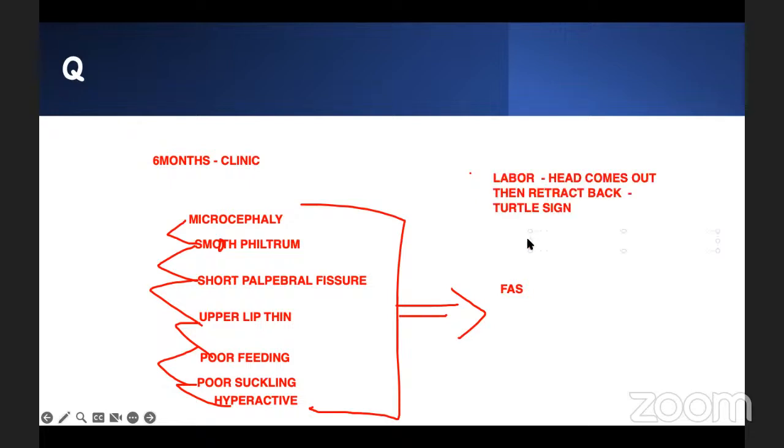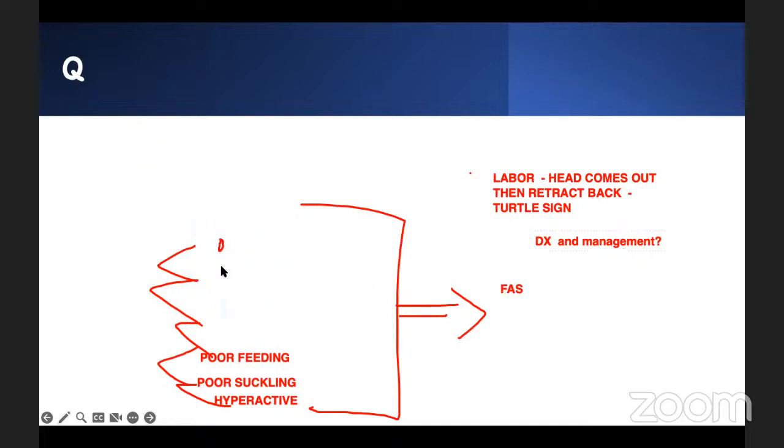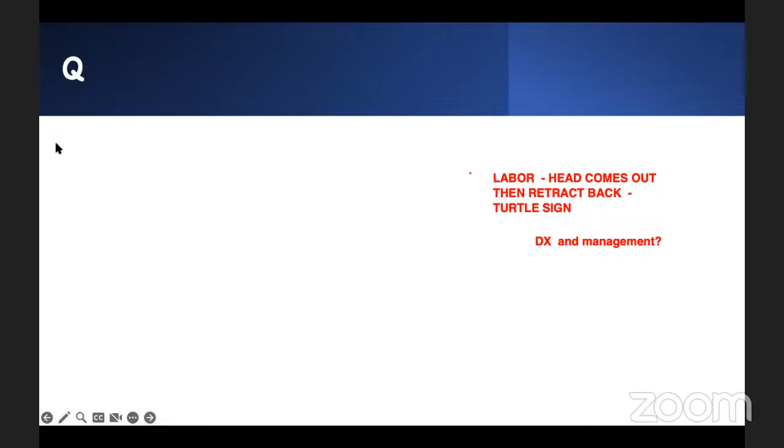What is your diagnosis and your management? What is your diagnosis and the management? The sign tells you the shoulder is locked in place. He's startled. He pokes his head out, and then goes back, his head going back and forth. So that's a turtle sign.